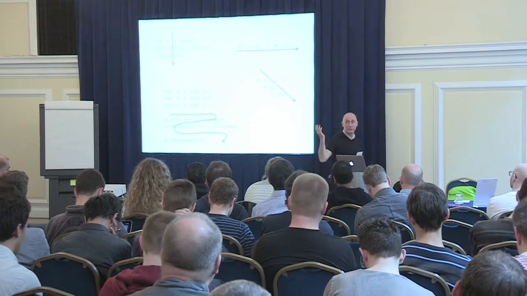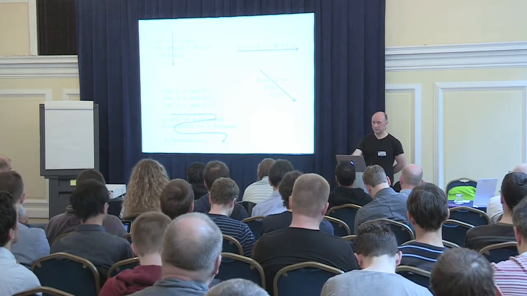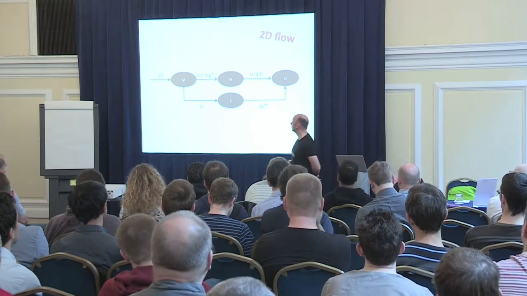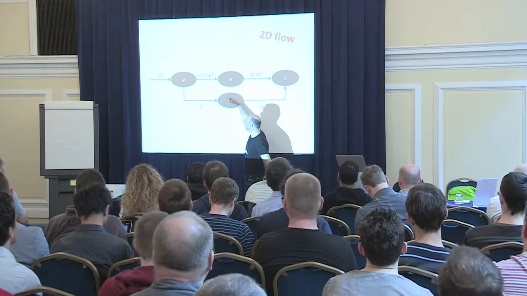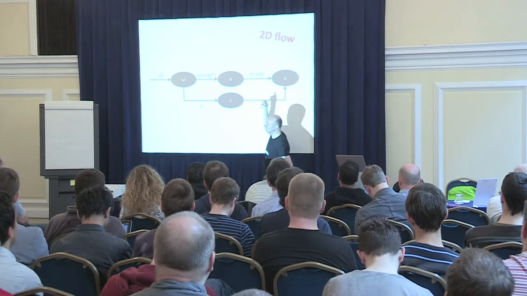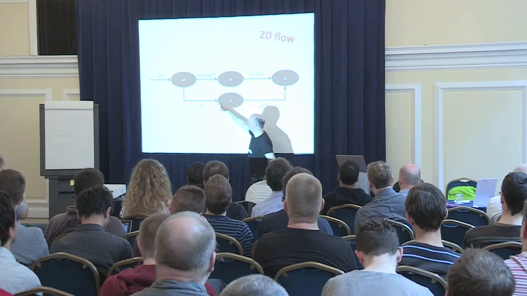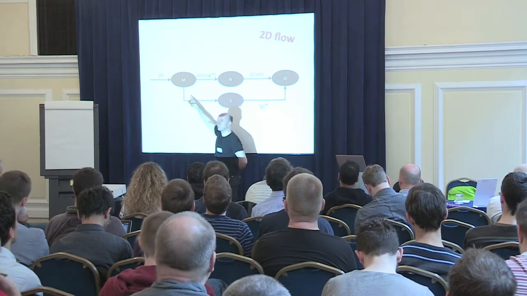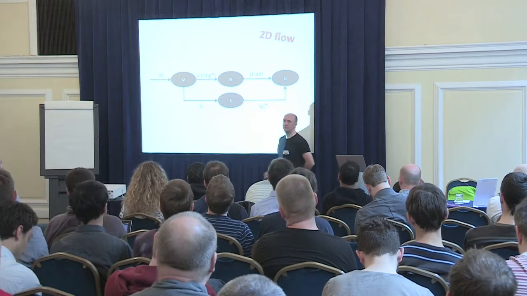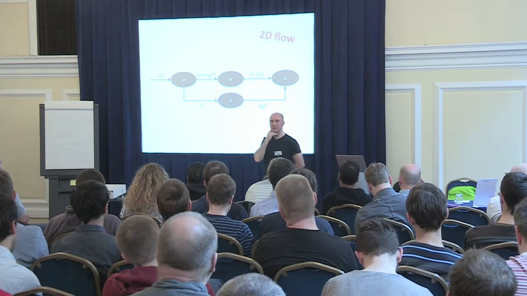Okay, but that's still simple flows, one-dimensional flows. Now turning up the heat a little bit. This is two-dimensional flows. As you can see, two-dimensional flows means not just one dimension, but two dimensions. And this second dimension comes into play when there are functional units with more than one output or more than one input. Again, the question is, how do you translate that?